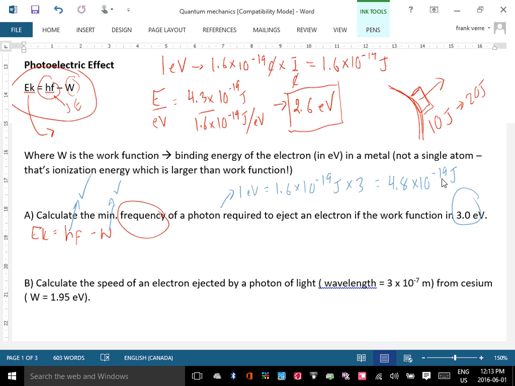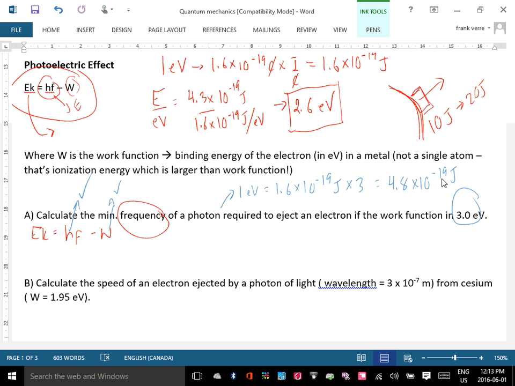What do you think EK is? This is where it's important to really read the question. Cassian came in and was asking me a question during my break. It's very important that you read the whole question. Make sure you read every little word, because sometimes one little word changes everything. It says minimum energy, or minimum frequency. So what are we going to assume EK is then? Not 4.8. That's how much energy is required to remove it. 0. It's the minimum energy.